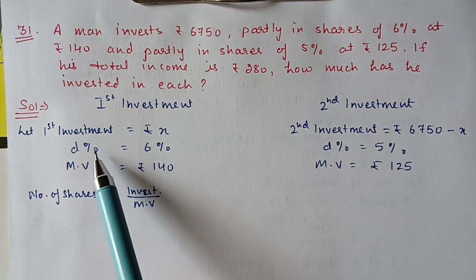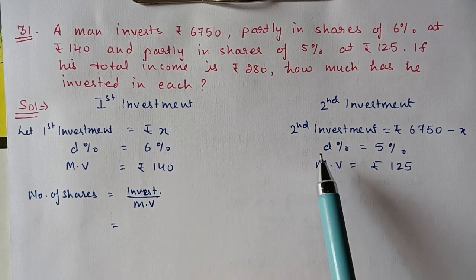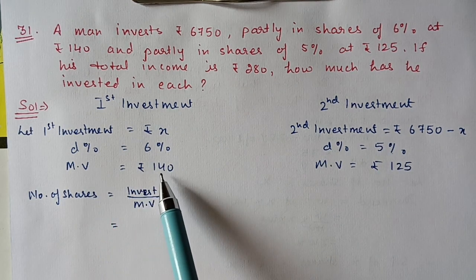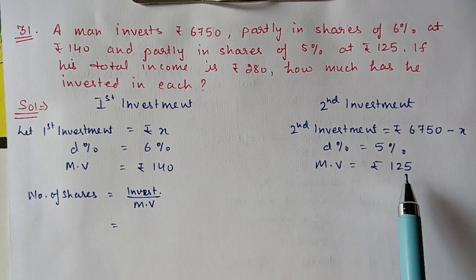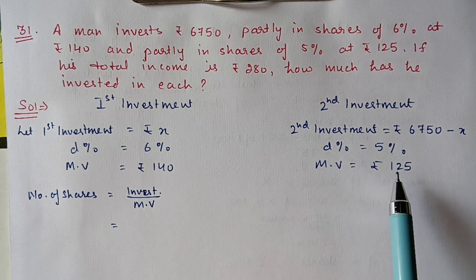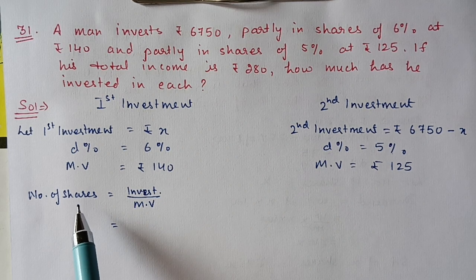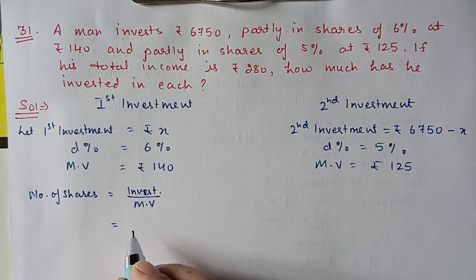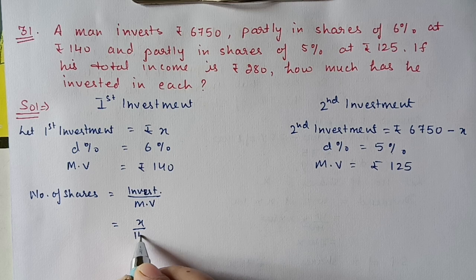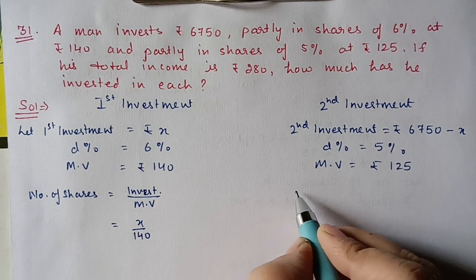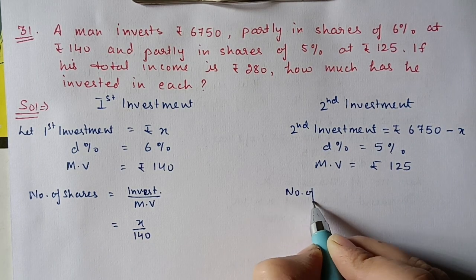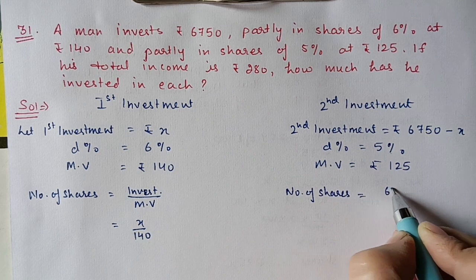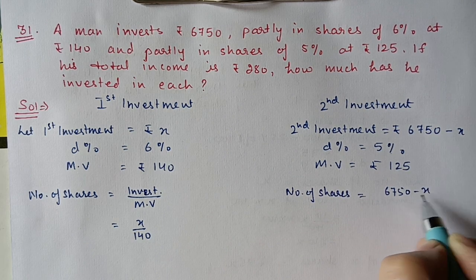In the first case, dividend percentage is given 6%. In the second one, it is 5%. In the first case, market value is 140 rupees, and in the second case, market value is 125 rupees. So in the first case, the number of shares will be investment by market value. Investment is x rupees and market value is 140 rupees. In the second case, number of shares will be investment by market value.